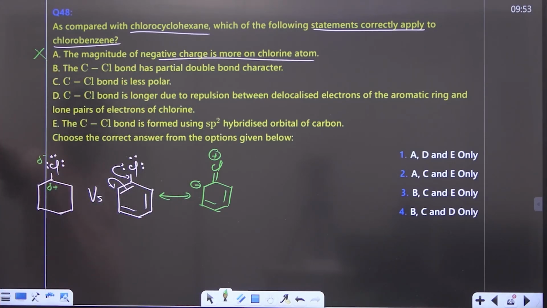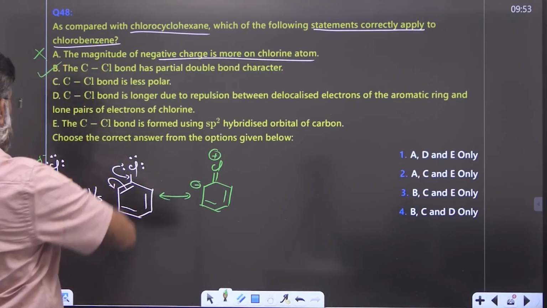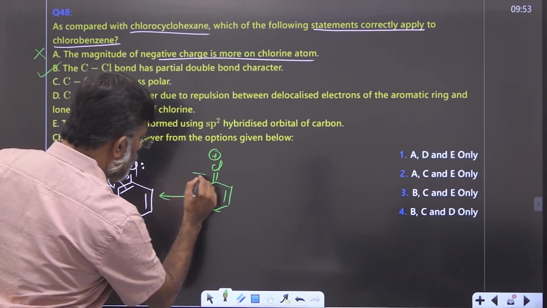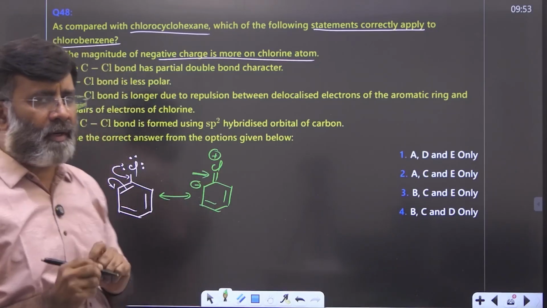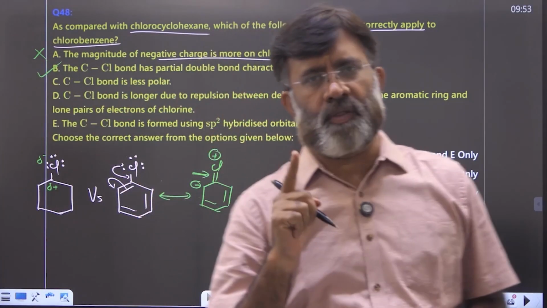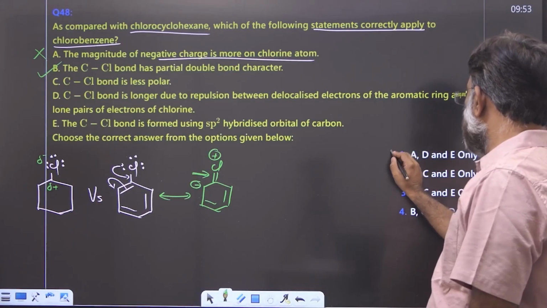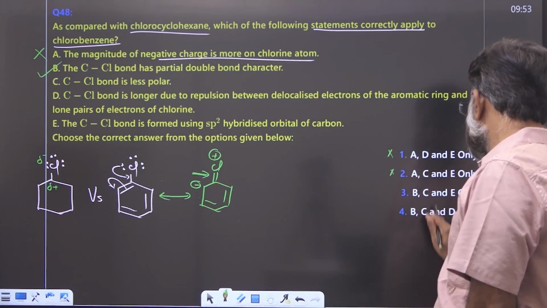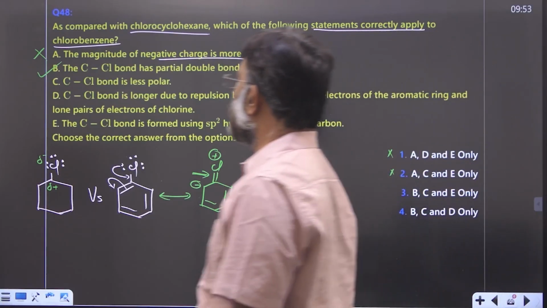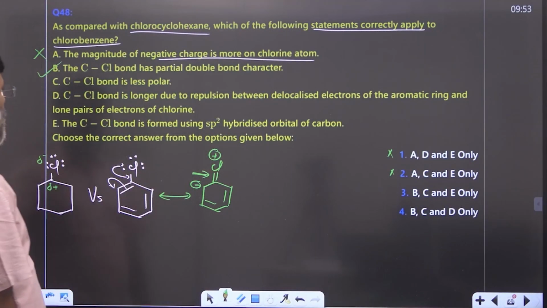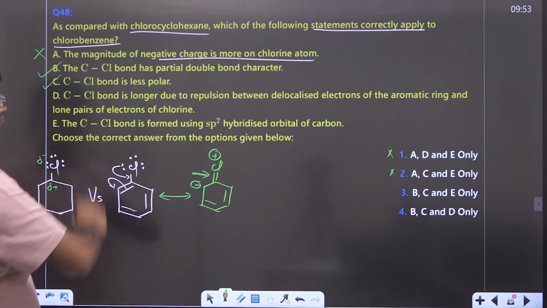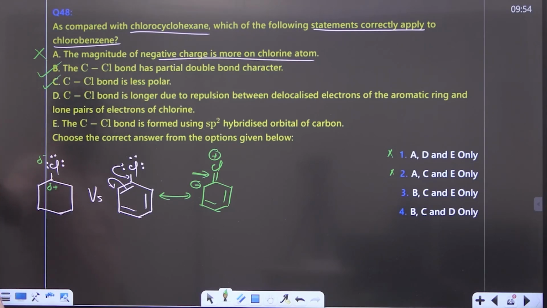Second statement: carbon-chlorine bond has partial double bond character. That is correct. There is a partial double bond character between carbon and chlorine in chlorobenzene due to resonance. So A is wrong, B is correct. We don't get the answer yet. Carbon-chlorine bond is less polar. This is correct, and these two are complementary statements.